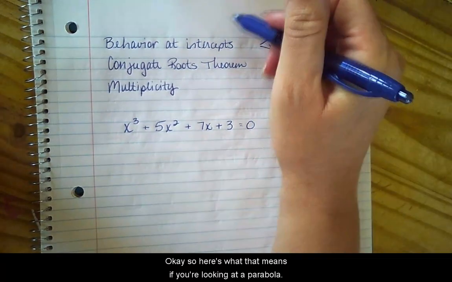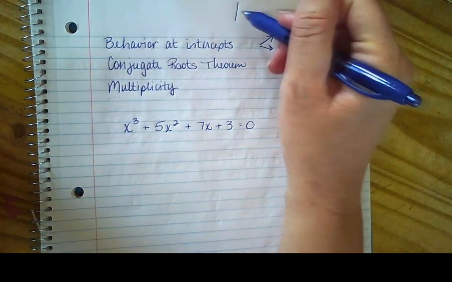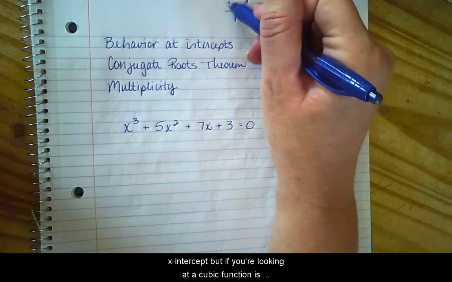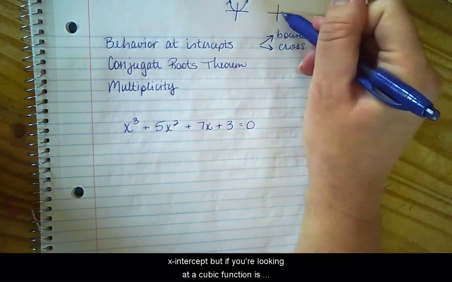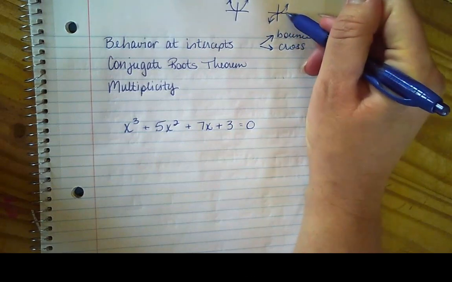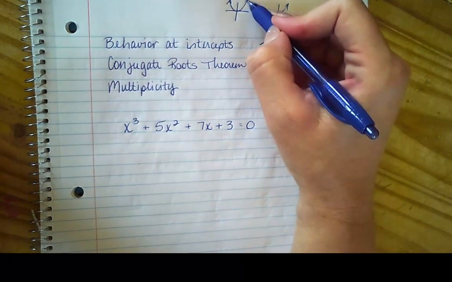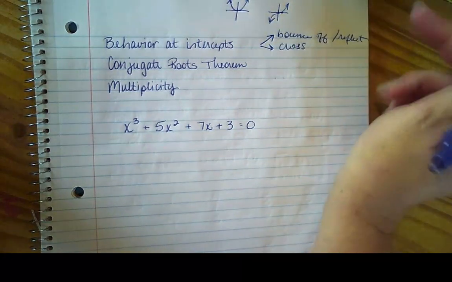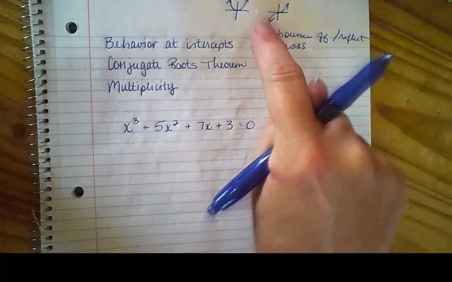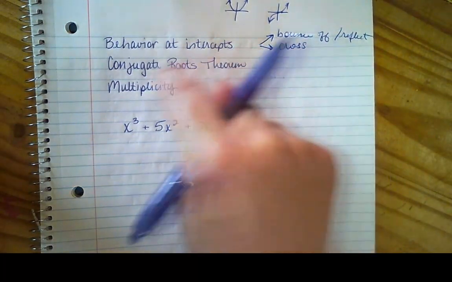Okay, so here's what that means. If you're looking at a parabola, it's going to come down and bounce off at the x-intercept. But if you're looking at a cubic function, it's going to cross through at the x-intercept. Okay, so this one bounces off and this one crosses through. So those are your two options when you are looking at the behavior of the intercepts.